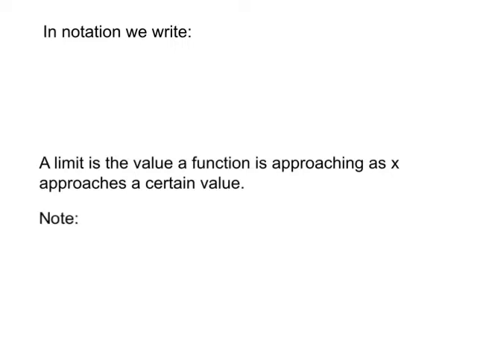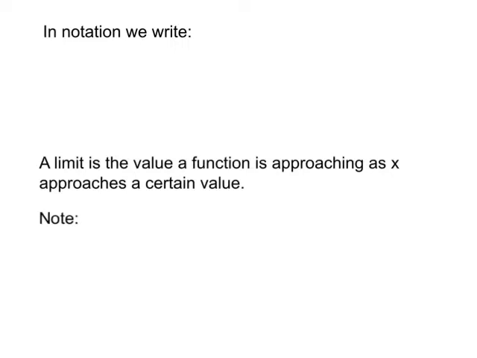To write that information in limit notation, here's what we do. We have LIM, which stands for the limit, the limit as x approaches 2, so we have our arrow, it's not a very good looking arrow, of my function, and that's equal to 4. Again, that says the limit of f of x as x approaches 2 is equal to 4. That's how we do that.